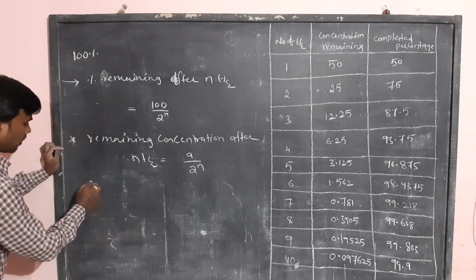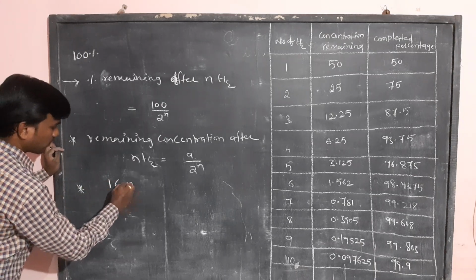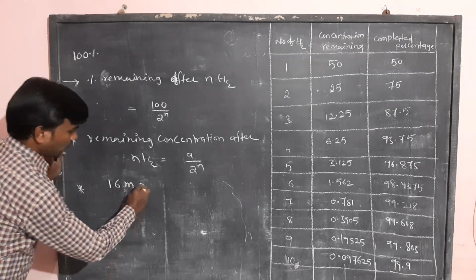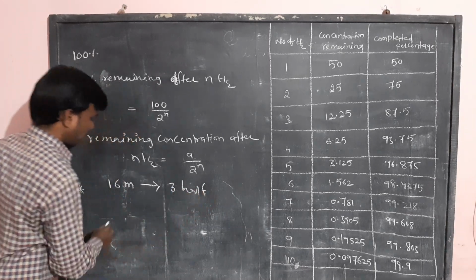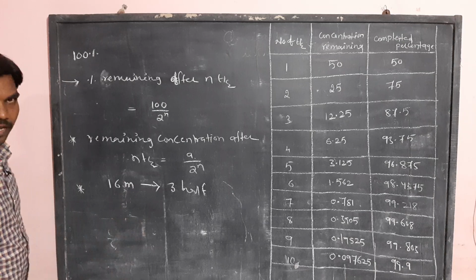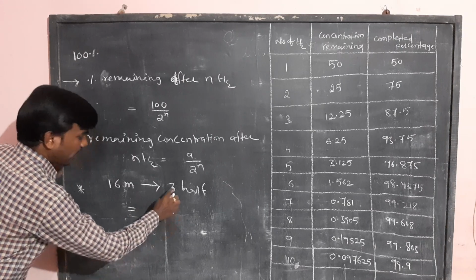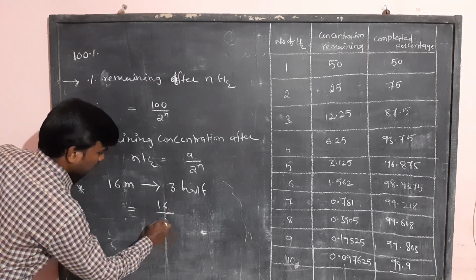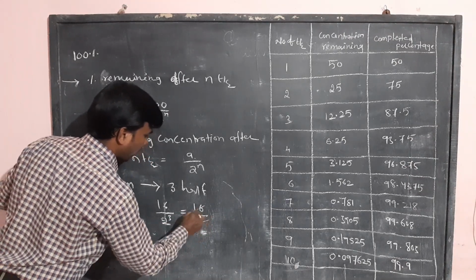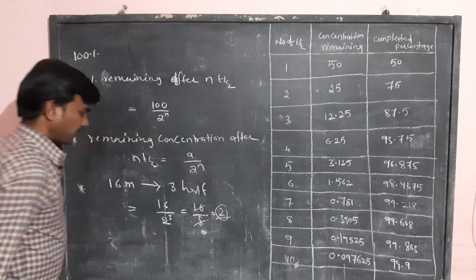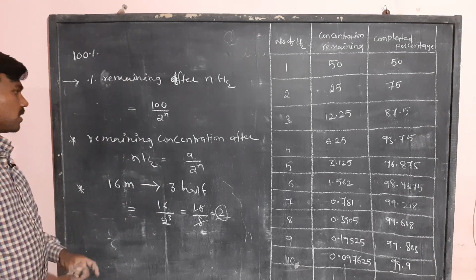For example, the initial concentration is 16 moles. After 3 half-life times, how much quantity will be remaining in a reaction? That can be calculated like this. The initial concentration is 16, divided by 2 to the power of 3, since 3 half-lives are completed. 2 to the power of 3 is nothing but 8, so 16 by 8 will come, which is 2. So 2 moles will be left in a reaction after completion of 3 half-lives. By using this, we can calculate this type of questions.